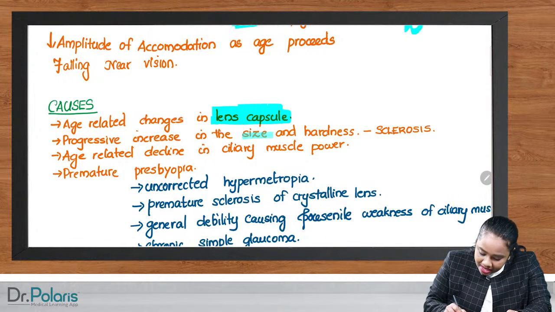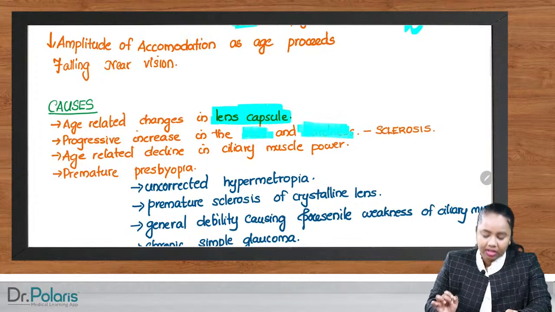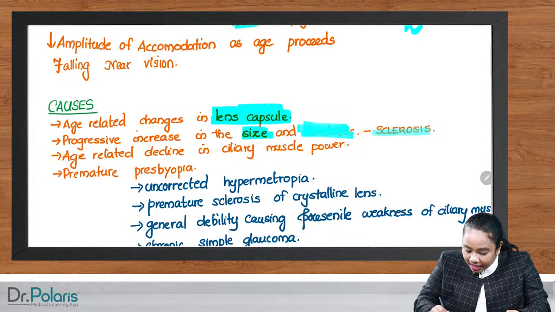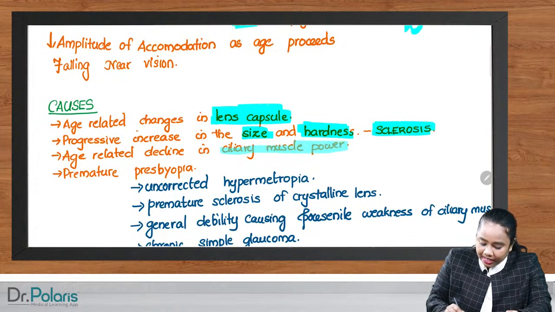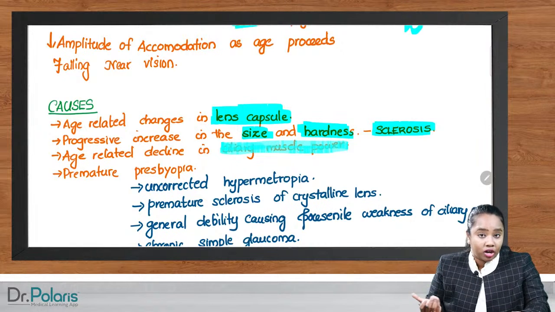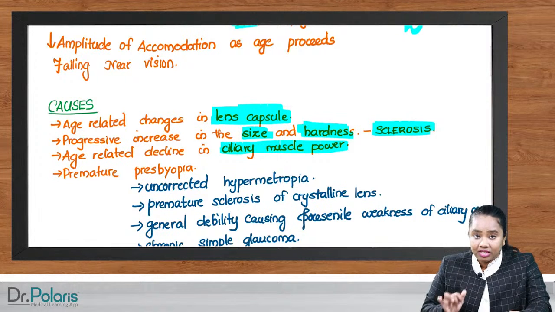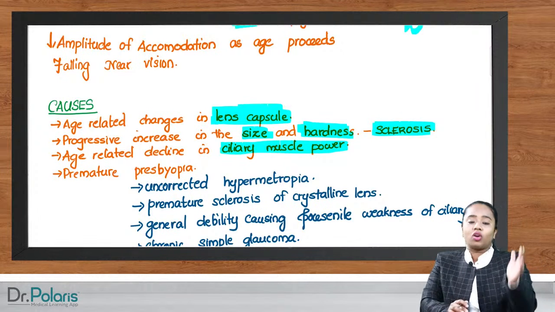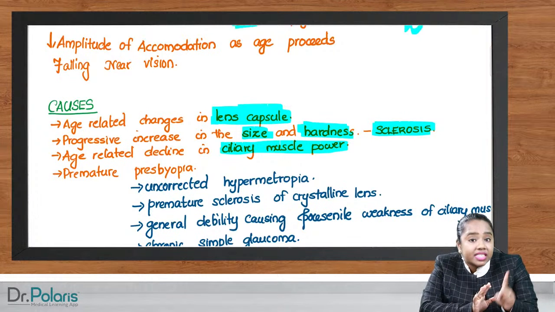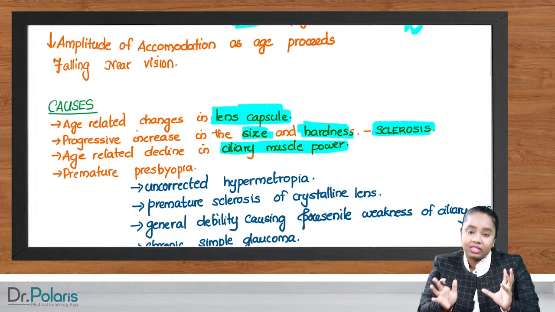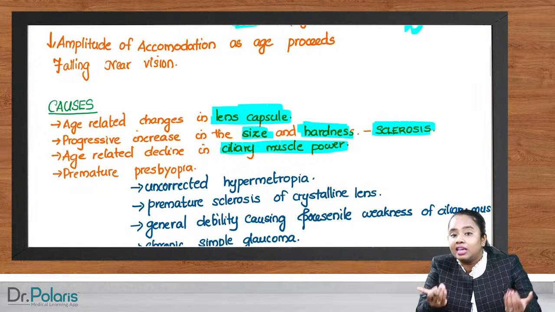Then there can be an increase in the size as well as hardness of the lens, basically called sclerosis. Then there is an age related decrease in the power of the ciliary muscle. The ciliary muscle also should adequately contract so that the lens curvature is increased. If the ciliary muscle power is reducing, the change in the lens also decreases. Always remember the mechanism: the first thing that should happen is the contraction of the ciliary muscle. If the ciliary muscle power is not adequate, there will be a problem with the near vision. That is the age related decline in the ciliary muscle power.